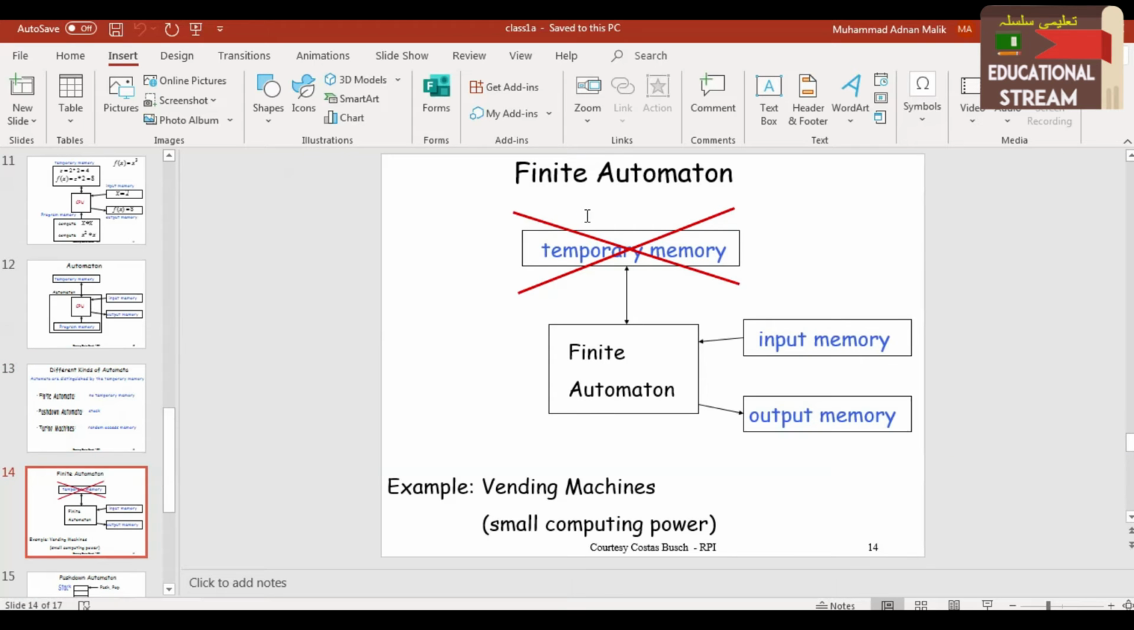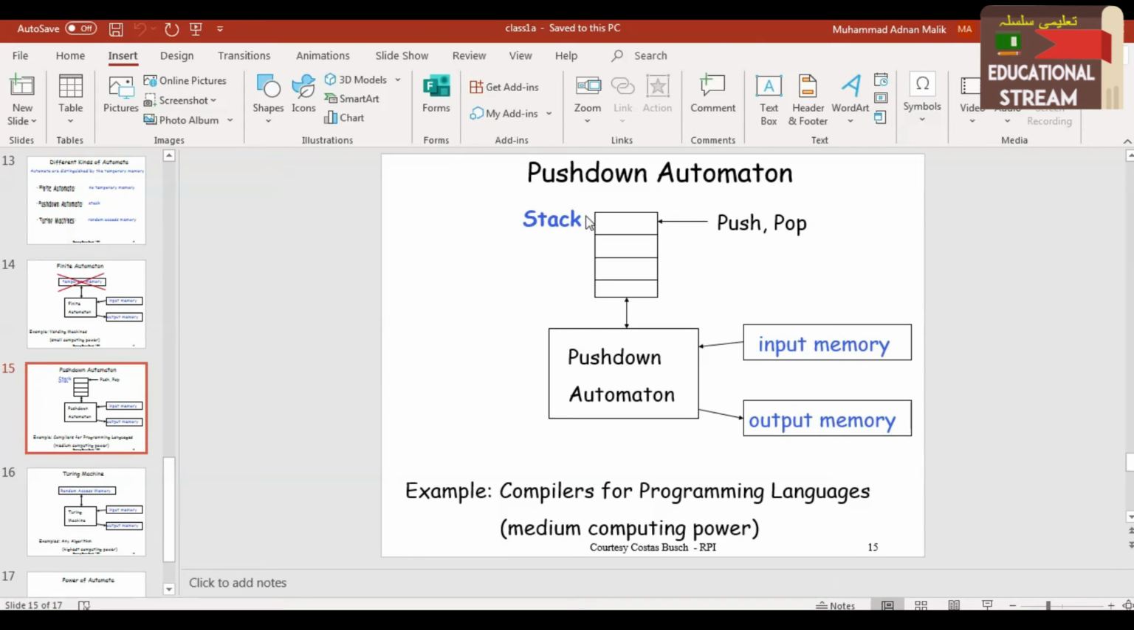In finite automata, you will not have temporary memory. You have only input memory and output memory. They are simple vending machines with small computing power, because there is limited space for input and you will have limited space for output as well.